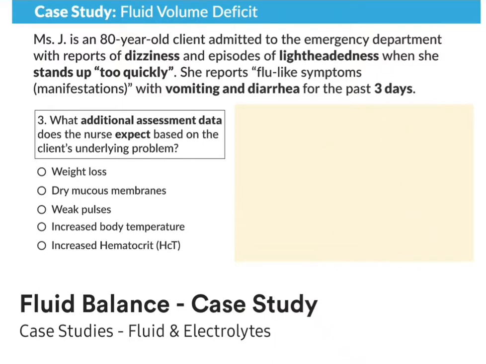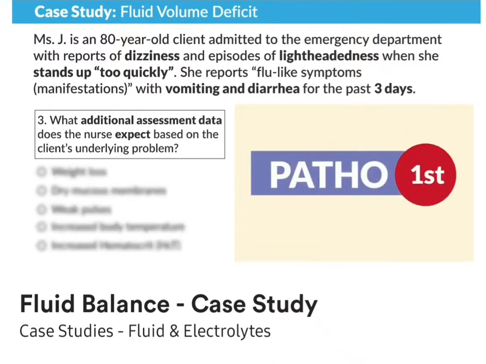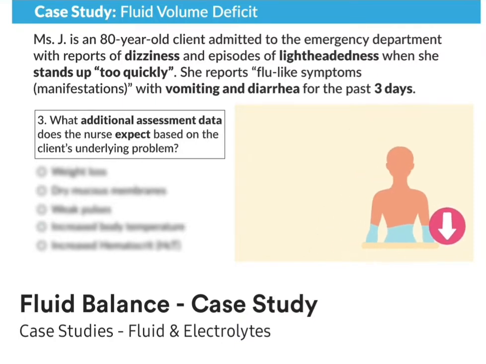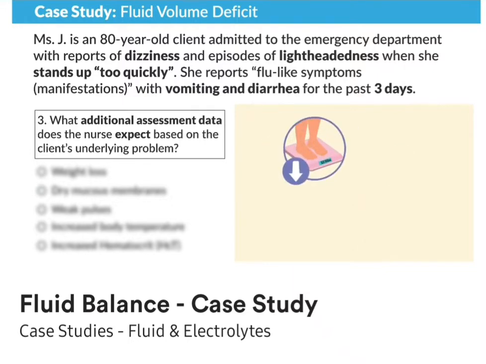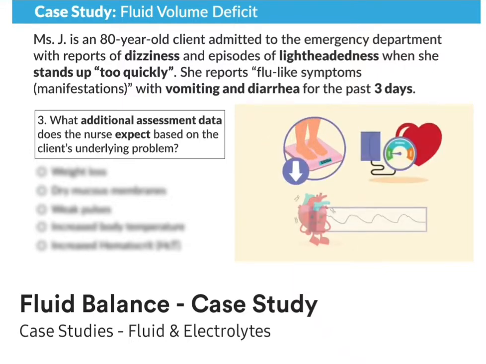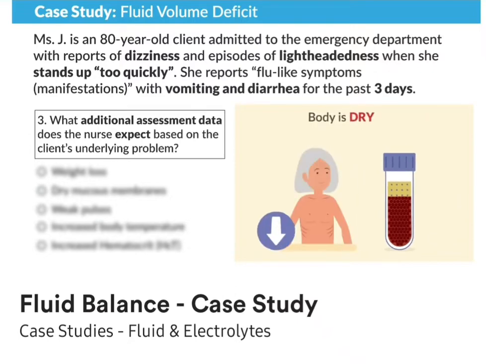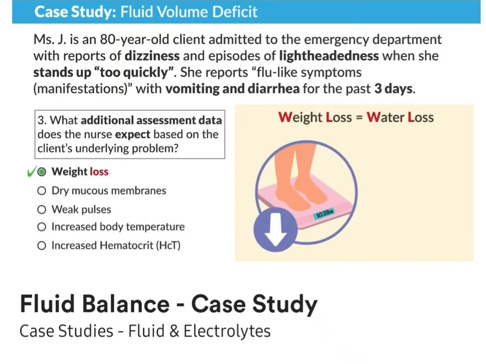All right, let's break this down. So before answering, always think about the patho behind the manifestations or signs and symptoms. The body has low fluid volume, so naturally the body's going to present low and little and even shriveled up. So we expect the body to be low weight, low blood pressure, and even weak thready pulses from that low fluid inside the vessels. And as far as labs, you already know that if the body is dry, then the labs appear high. So weight loss is the first answer, because remember, clients with fluid imbalances, weight loss means water loss.